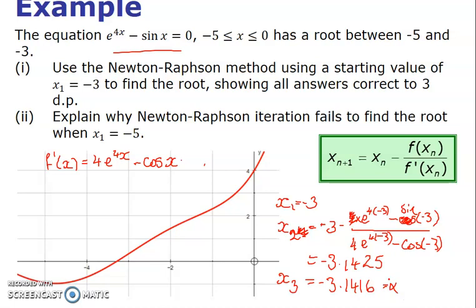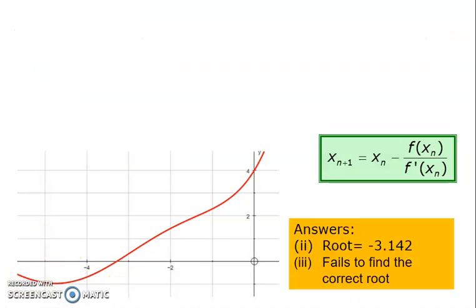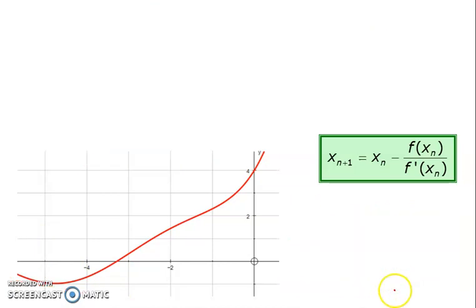Explain why it fails to find a root when x1 is minus 5. It'll be the same thing as we just saw. When minus 5 is there, you can see my tangent is going off in this direction. If it goes off in that direction, it'll never come back. We're not going to find it. Diverges is the posh way of saying that, I suppose. Fail to find the correct root. So there you go. And minus 3.142. Yeah, so I agree with that.